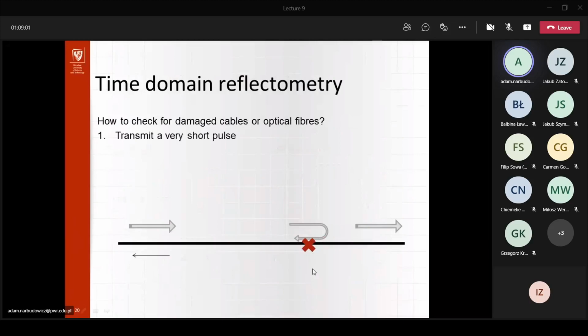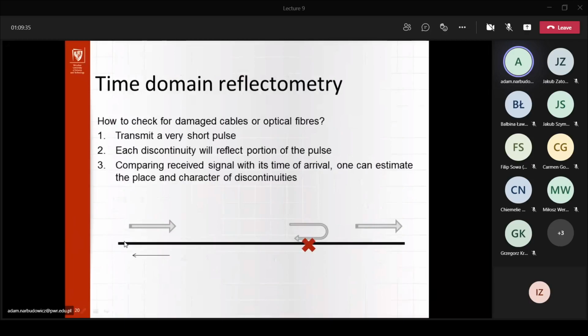Now, basically, we know from the previous discussion that each discontinuity will reflect a portion of the pulse. So if the cable is broken somewhere, regardless of whether it's broken because of a short circuit or because of an open or whatever has happened there, it will be seen as a discontinuity. So a portion of your signal, possibly all, if it's really a short circuit from the broken cable, will be reflected at that point and will go back to your source.